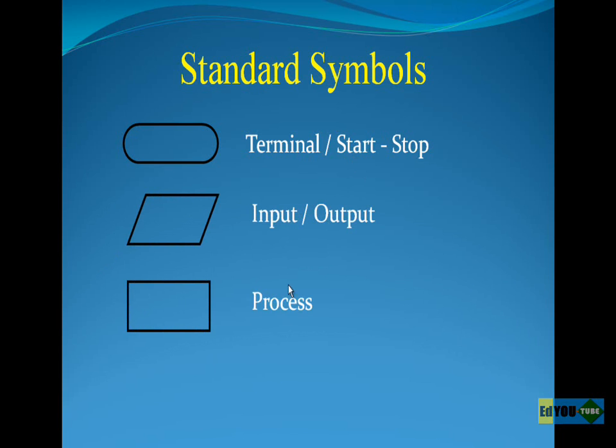And the next is the rectangular shape. This rectangular shape is used for processing. Processing means some work will be done here. And the next shape is the diamond shape. This is used for decision making. That means if the condition is true, we will choose one path. If not, we choose another path to solve the problem.